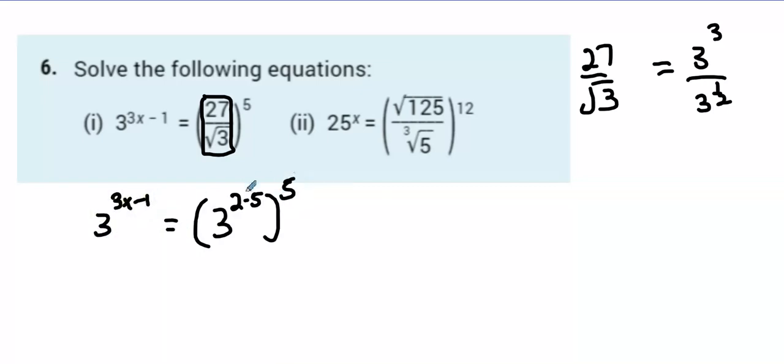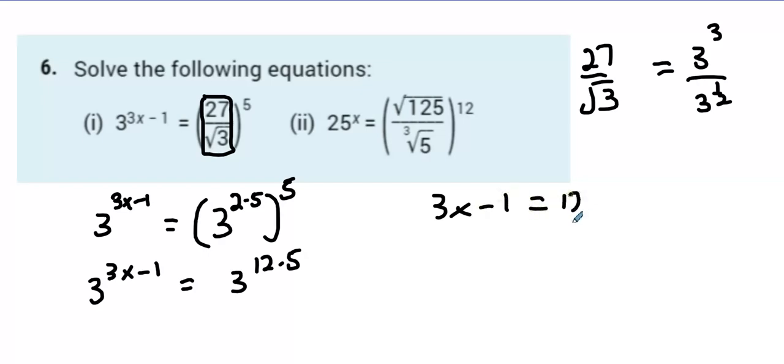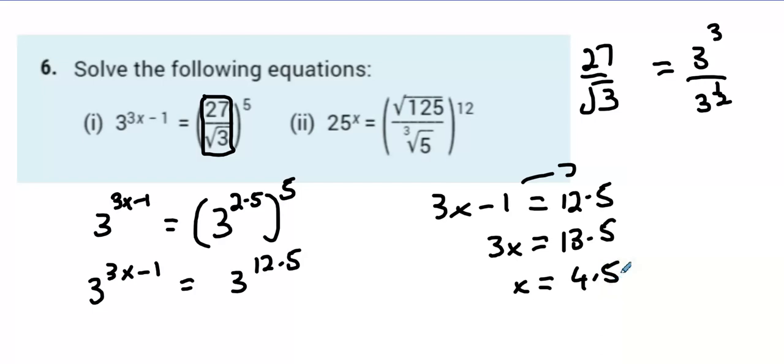Now, multiply that by 5. 5 times 2.5? 12.5, or decimal if you want, or fraction if you want it. Now all of a sudden it's a lot more mortal, isn't it? Because look at it. It's 3x minus 1 equals 12.5. Bring it over to 13.5. 4.5. It isn't as bad as it looked, was it? Once you took down the middle part on its own. All right. You're going to have plenty of help.